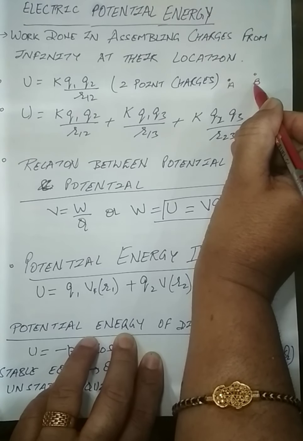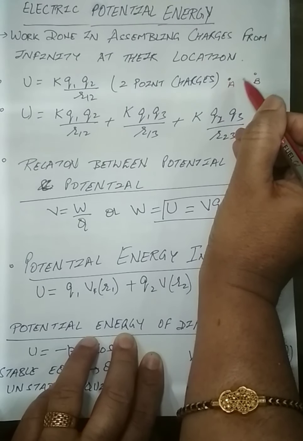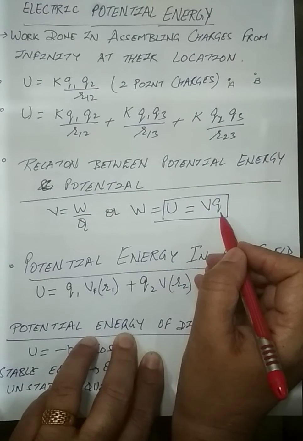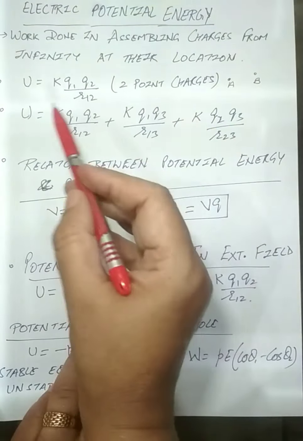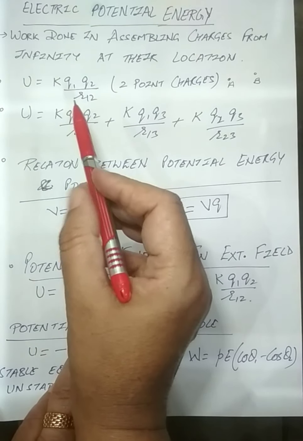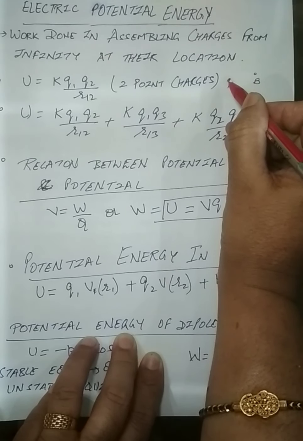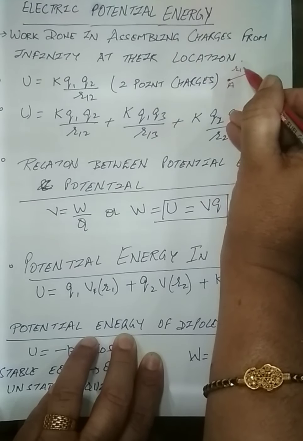Then you have to bring the second charge. When you bring the second charge, you are coming into its potential and you have to do work. And what will be the work done? Work done is equal to V into Q. So what is my V? Now V due to a point charge is K Q1 by R. So it will be K Q1 by R12, where R12 is the distance between the two point charges A and B.